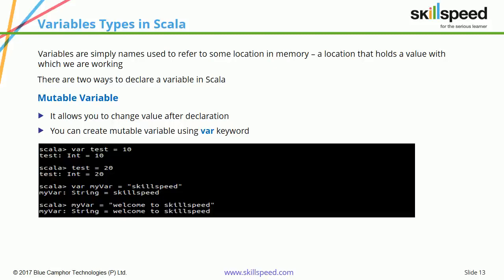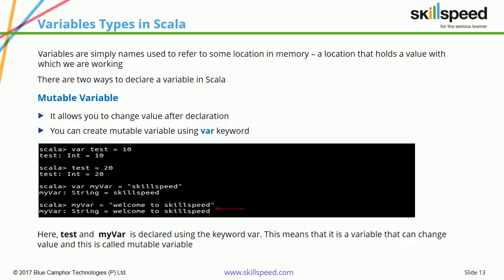Now you can see that I'm creating another variable of string type called myVar, and the initial value is skill speed. You can easily reassign this to something like welcome to skill speed. This is possible because it is a mutable variable, which is defined by the keyword var.